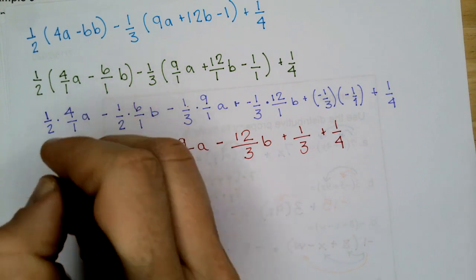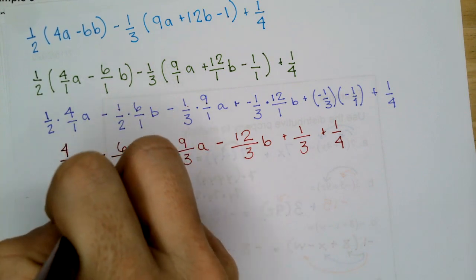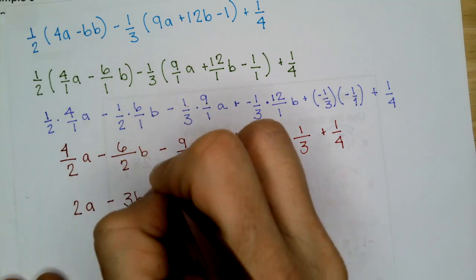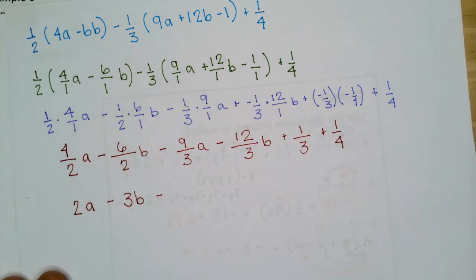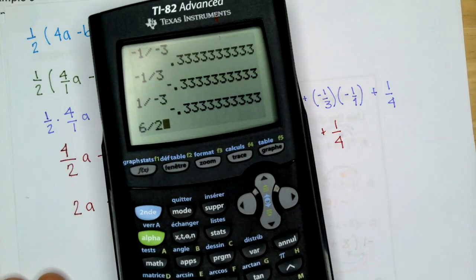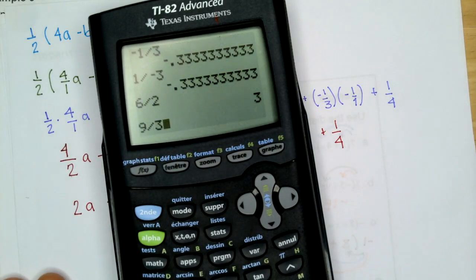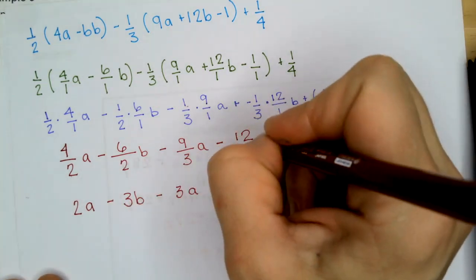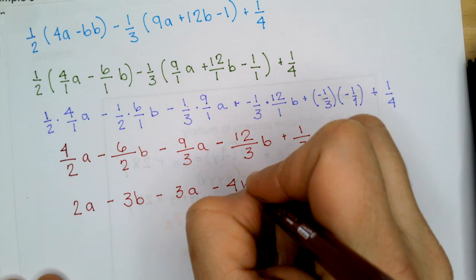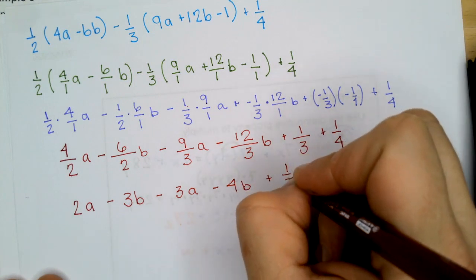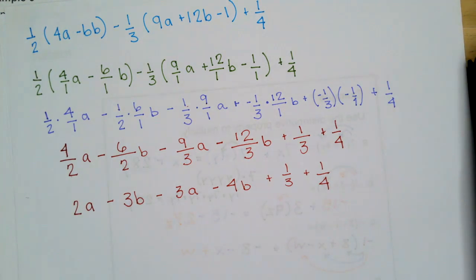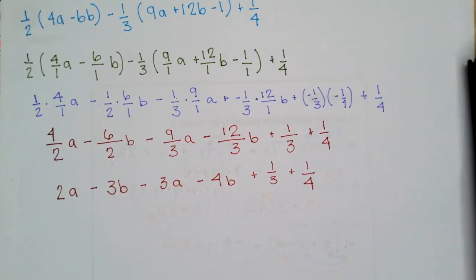Either way, you should get to 4 divided by 2 is 2. 6 divided by 2 is 3. 9 divided by 3, and you can use your calculator. 6 divided by 2 is 3. 9 divided by 3 is also 3, right? 12 divided by 3 is a 4, plus 1/3 plus 1/4. Good? Okay. Now see if you can combine like terms.